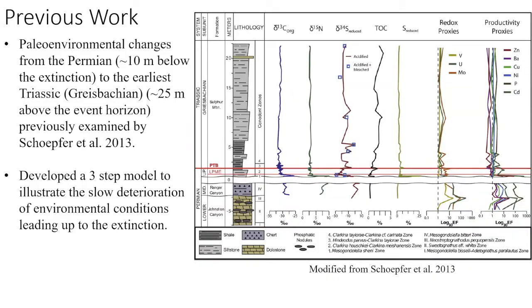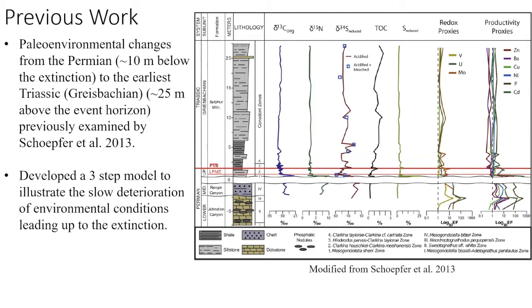Right, so before we get into our work of what's going on, we want to look into previous works that have been researched into the Permian-Triassic interval itself. Paleo-environmental changes from the Permian to the earliest Triassic were previously examined by Schoffer et al. 2013. Schoffer assessed, stratigraphically, around 10 meters below the extinction to 25 meters above the extinction or event horizon itself. So he has this pretty in-depth window of what's going on.